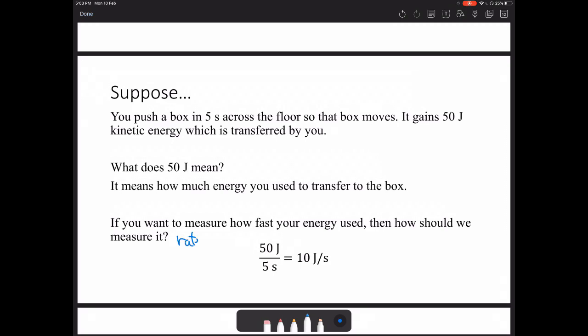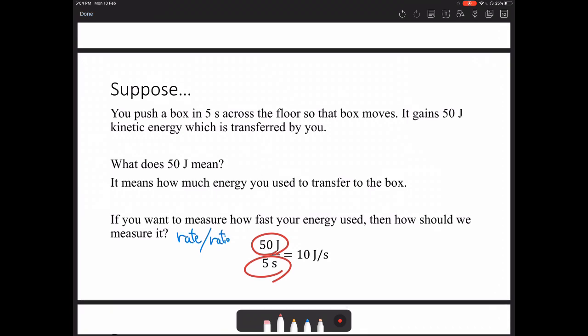Okay, this is actually rate, right? Just remember rate and ratio. We have learned it in Form 2. So let me ask you. Now we want to measure how fast your energy is used, right? You transfer 50 joule of energy to the box. So the numerator will be 50 joule. Denominator will be the time that you have used, right? The time will be 5 seconds. So 50 joule over 5 seconds, that will be 10 joule per second.